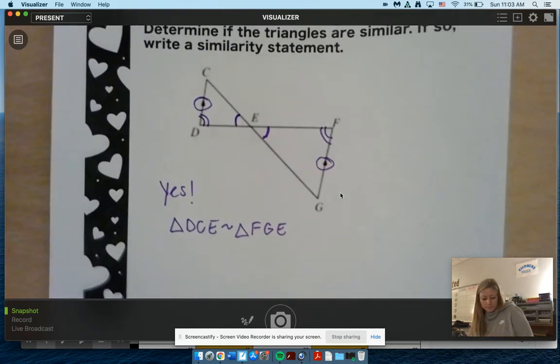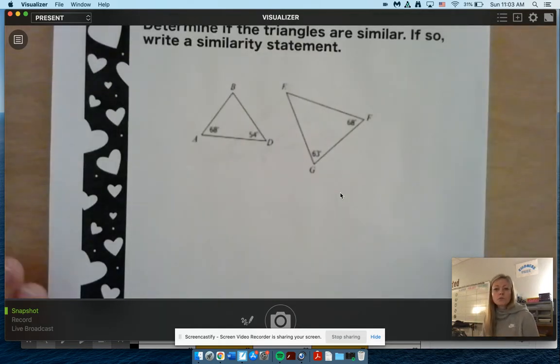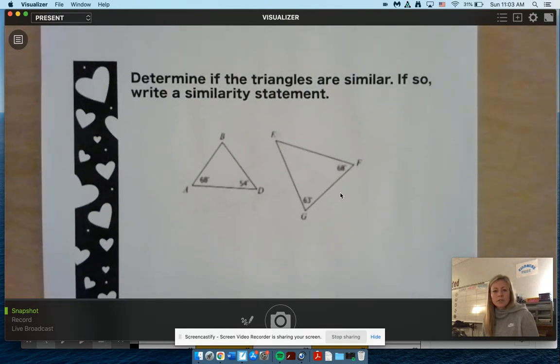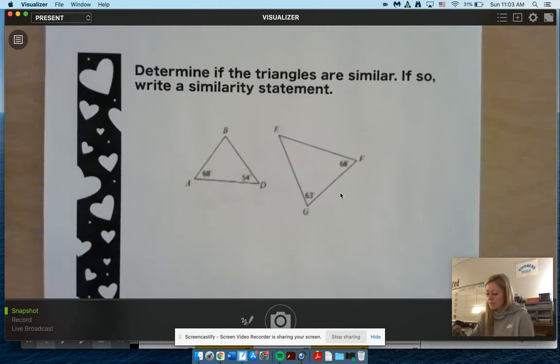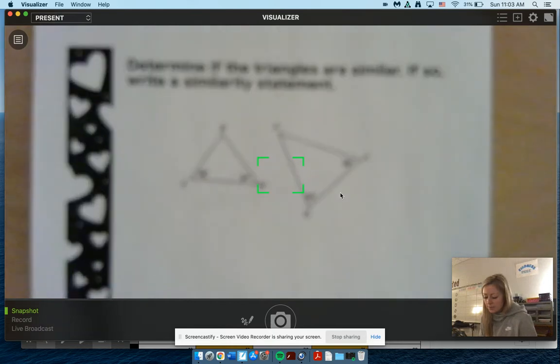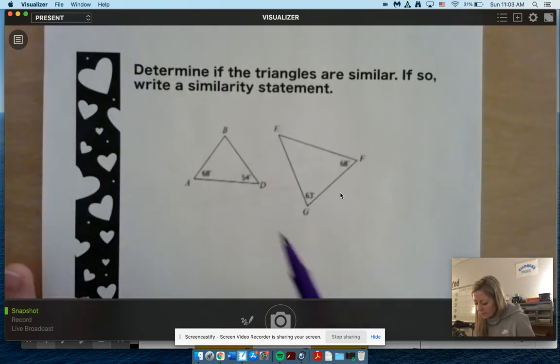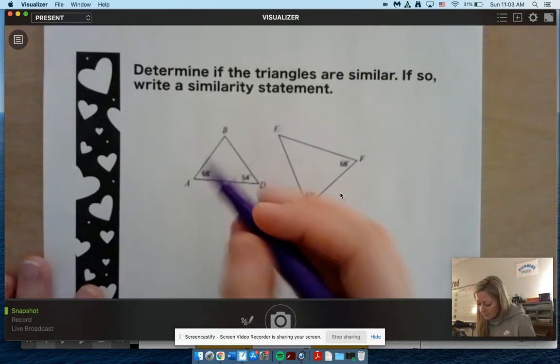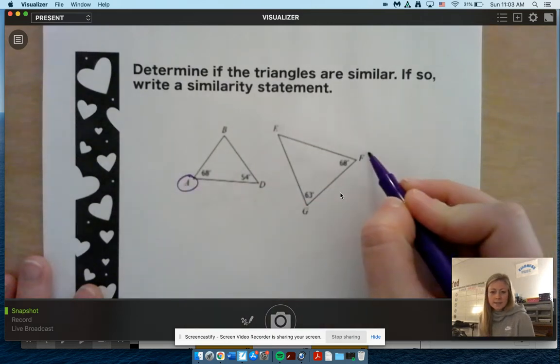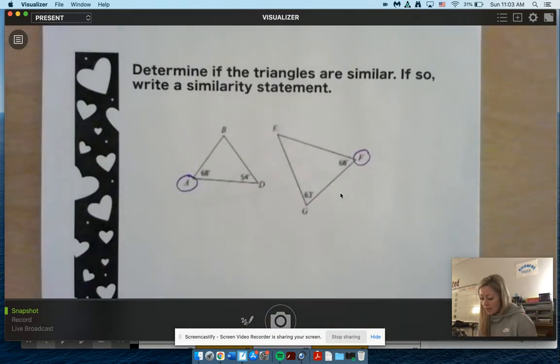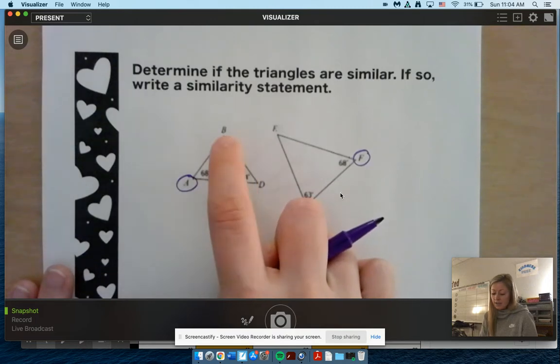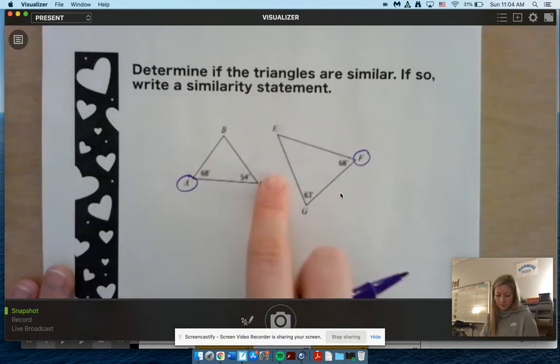Okay, let's try another. Again, same instructions. Determine if the triangles are similar. If so, write a similarity statement. As we see now, I have angle A matches angle F, 68 and 68. So that's one pair. And now I have 54 and 63. Well, those don't match. But we're smart individuals. We know that we can find that missing angle in those triangles by subtracting from 180.